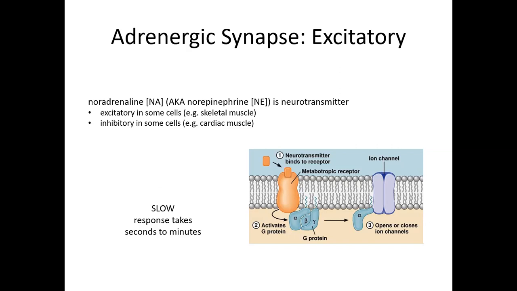However, I'm going to be talking about noradrenaline, which can be abbreviated as NA, also known as norepinephrine, which is abbreviated as NE, acting as a transmitter. And this is also one that can be excitatory in skeletal muscle and inhibitory in cardiac muscle. But this one is very slow by comparison. It takes multiple seconds, not milliseconds, multiple seconds to minutes to happen. And that's because adrenergic synapses involve a G protein.